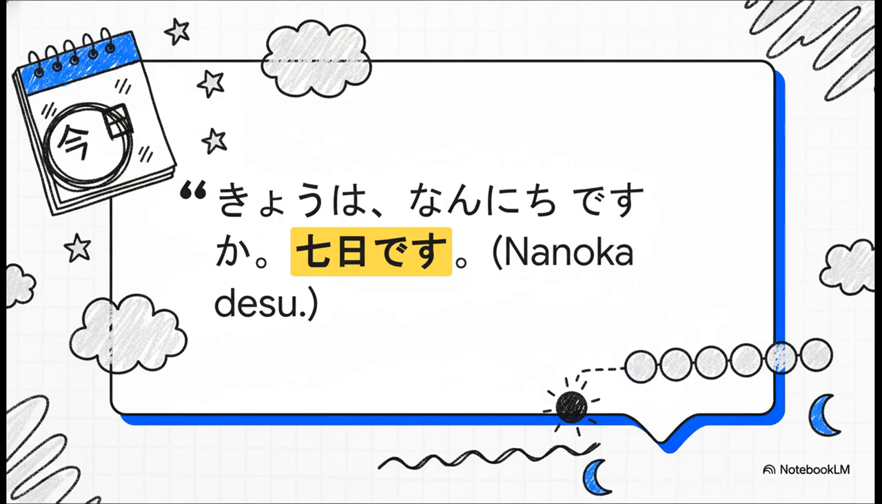What is today's date? If you look at the calendar, kyo, or today, is circled on the 7th. Now you know this one. It's from our foundational 10. What is it? That's right, it's nanoka, nanoka desu.